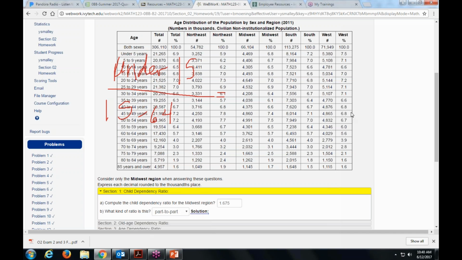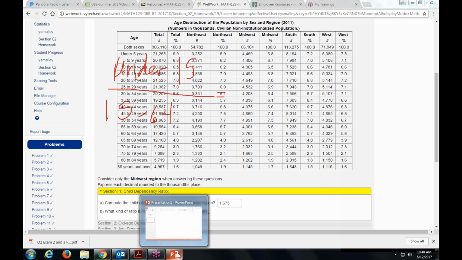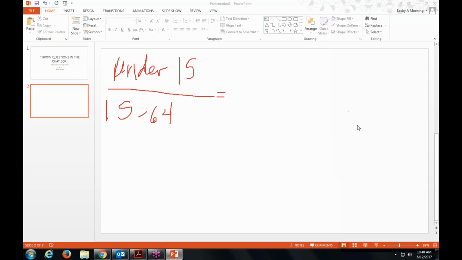Okay, so let me know when you have those totals. I got 44,209. That's the working class. And if we were doing totals, we could add the zeros, but because we're going to do math and they both have three zeros, it doesn't matter. Okay, so now we need the under 15. Do you have that number?